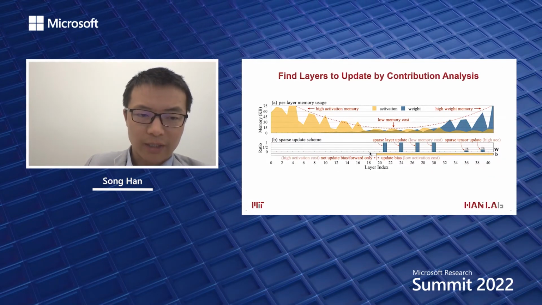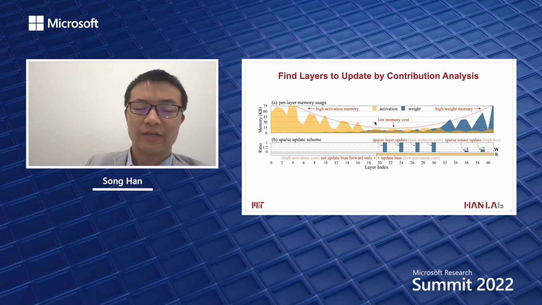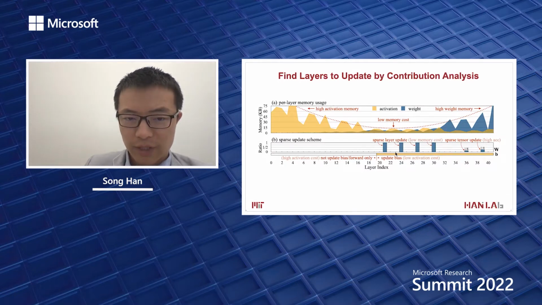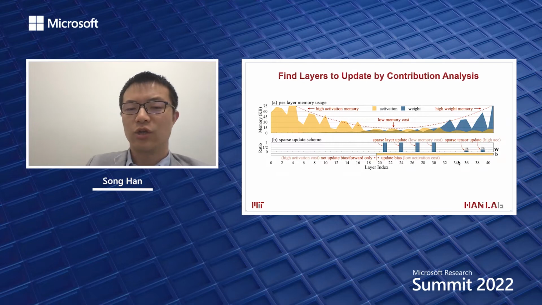For the remaining layers, those have a very high activation cost. You see the activation is pretty large, therefore we are not updating the weight at all, right? And for these layers, we are going to update the bias since it has low activation cost, and we don't need to store these activations if the weight is not updated.